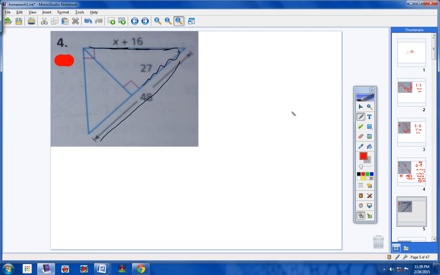So here we go. My geometric mean is x plus 16. So I'll put that here, and I'll put it here. Then my two numbers, x plus 16 is the geometric mean of what two numbers? 27 and 48. So I'll put one here and one here. 27 and 48. Now, let's go ahead and multiply first of all 27 times 48. And if you do that correctly, you're going to get 1,296.